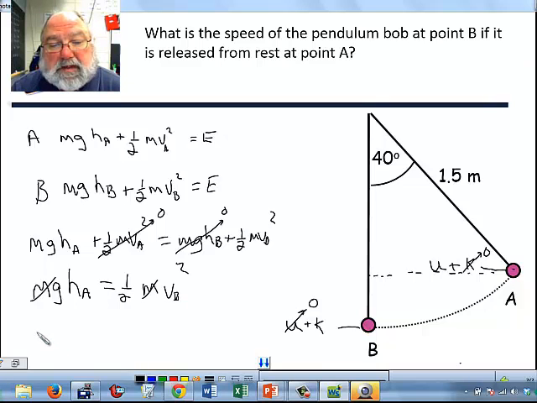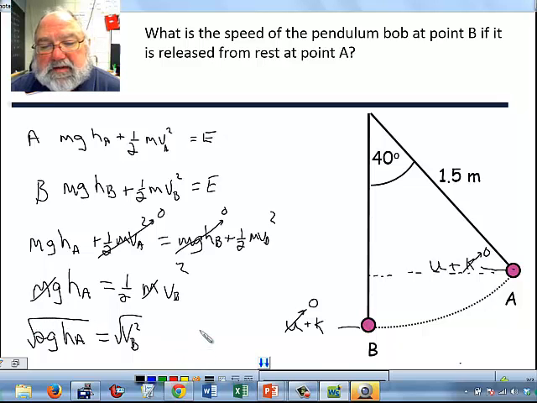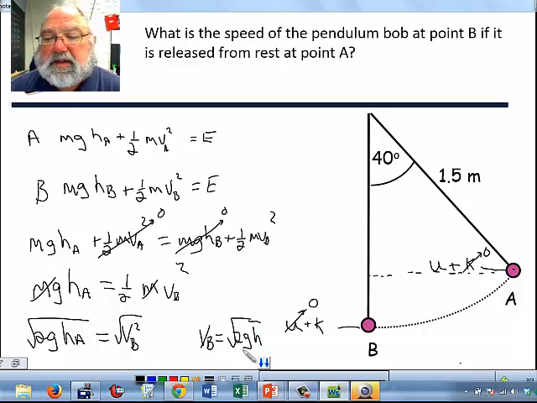Doing the algebra, we have 2gh_A is equal to v_B squared. If we take the square root of both sides, that gives us the velocity at B is equal to the square root of 2gh. Well, that's great. I know what 2 is, I know what g is, but I don't know what h is.